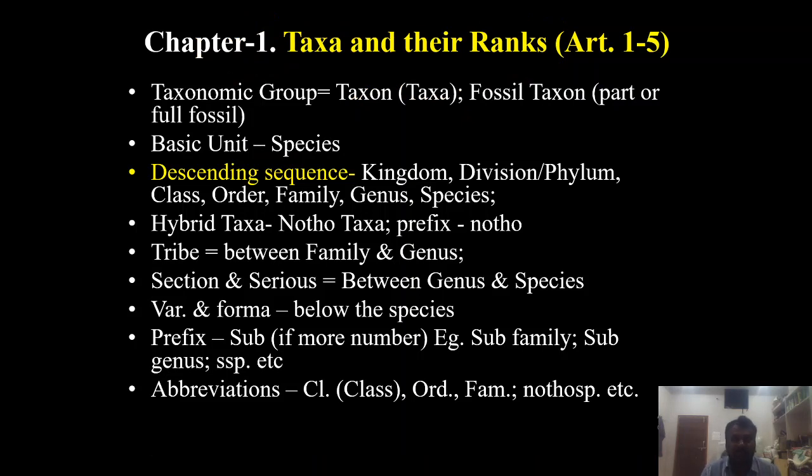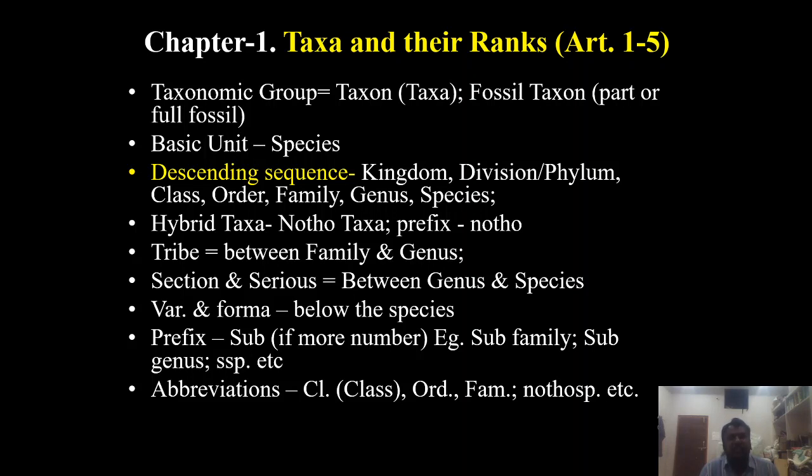Now coming to the first chapter, that is taxa and their ranks, which is having 5 articles. In taxonomy, a unique taxonomic group is called a taxon, which is the singular. Plural is taxa. For fossil taxon, a part or full fossil is treated as a fossil taxon.